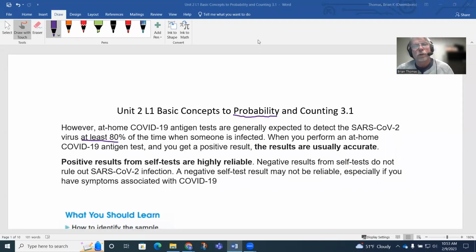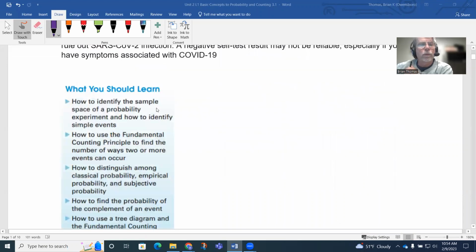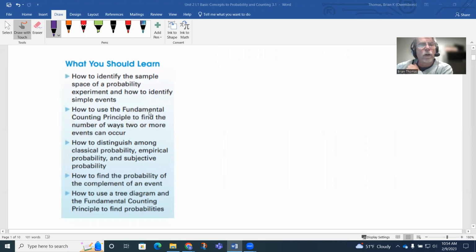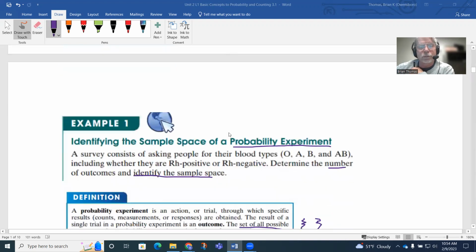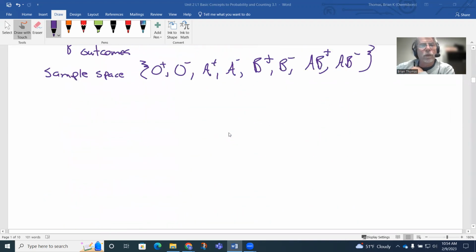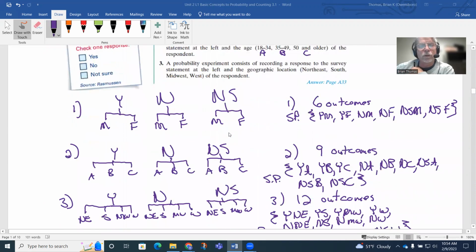So we're going to continue with 3.1, basic concepts of probability and counting. Again, we've already talked about some definitions on a sample space of a probability. We also have talked about outcomes involving probability. And we also mentioned a tree diagram, because a tree diagram helps us see the outcomes and the sample space. But the fallback on a tree diagram is it can be very difficult to draw if your experiment is too big. So we did a couple of examples with outcomes and sample space.